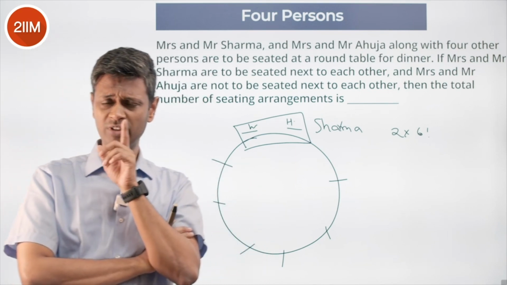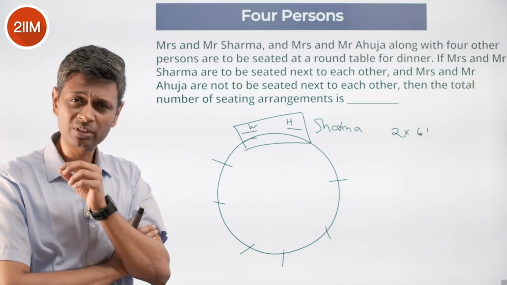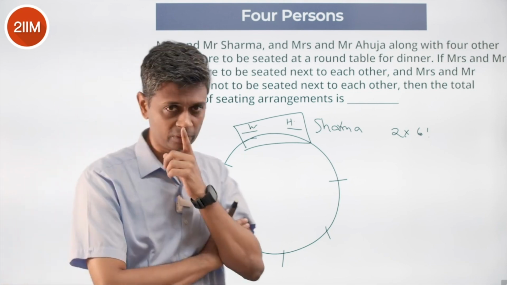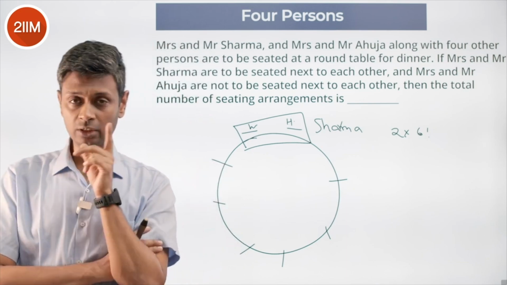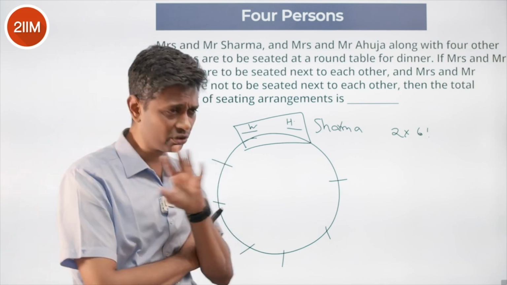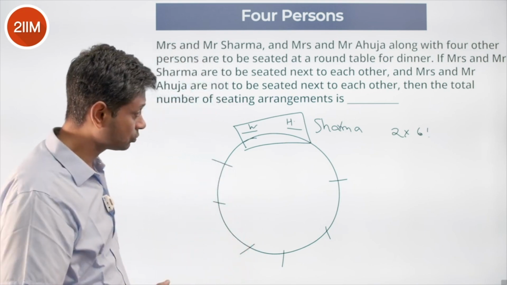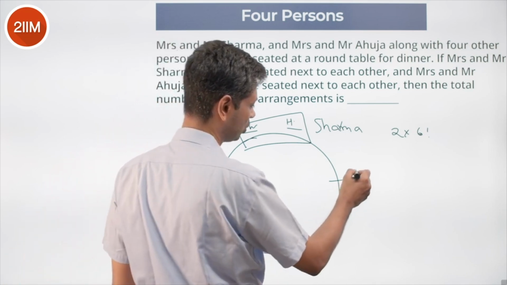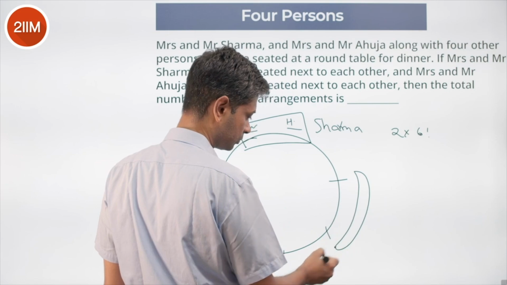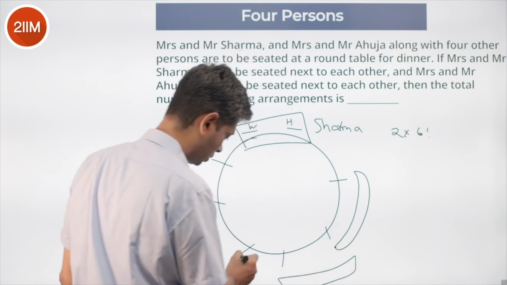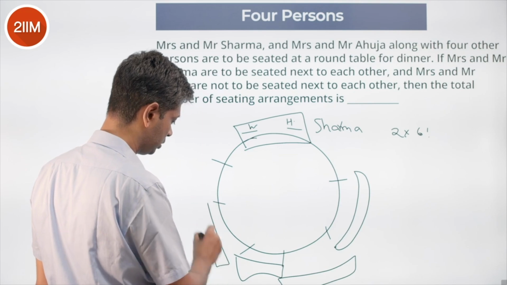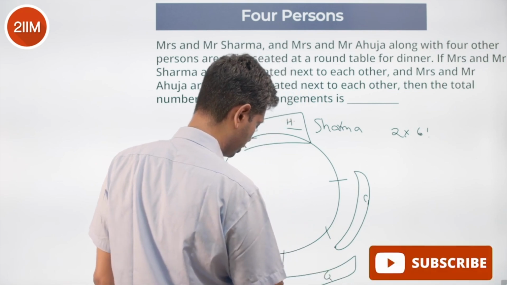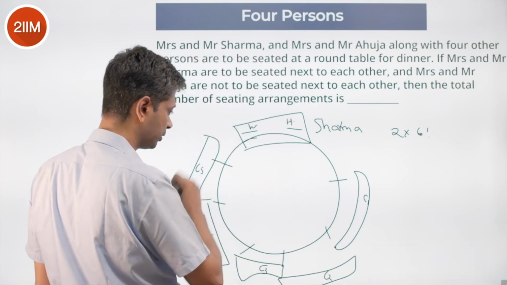How do I handle that not to be seated next to each other? I say, okay, let me count all possibilities where they are seated next to each other. I'll subtract that from 2 into 6 factorial. So, all possibilities where they are indeed seated next to each other. That means Mr. and Mrs. Ahuja could have been in these 2 seats, or these 2, or these 2, or these 2, or these 2. Combination 1, combination 2, combination 3, combination 4, combination 5.